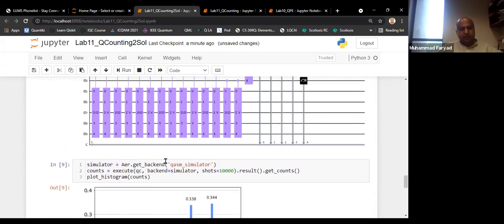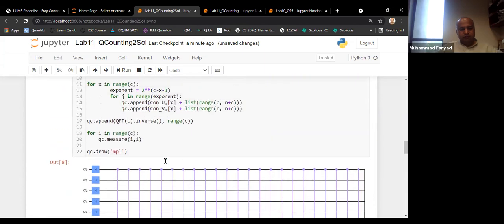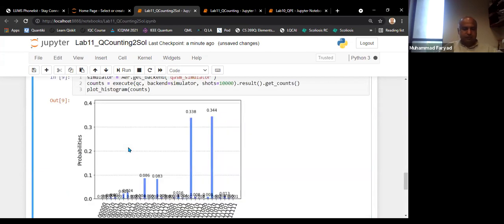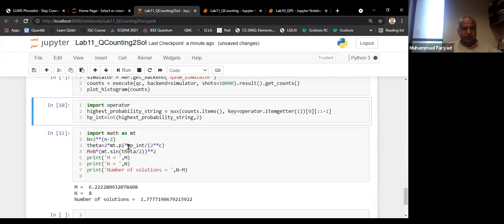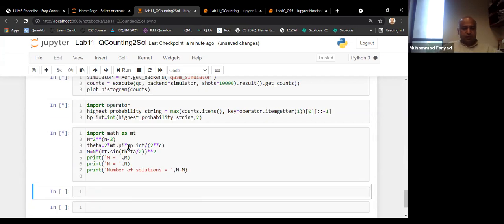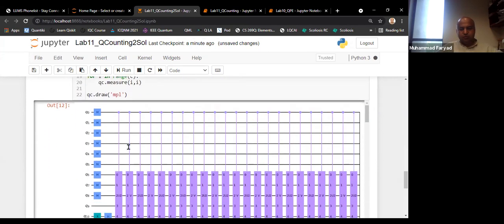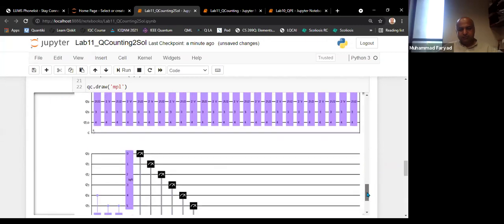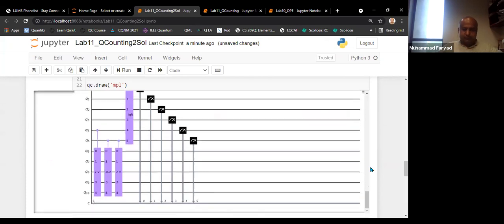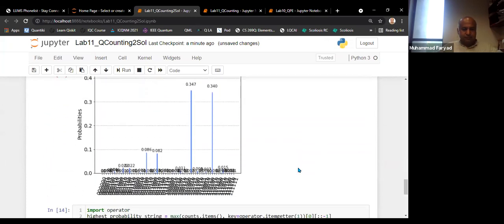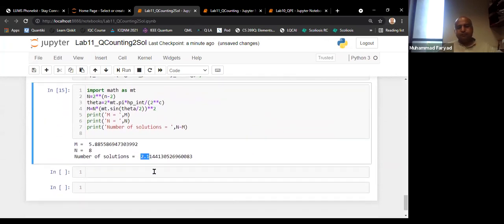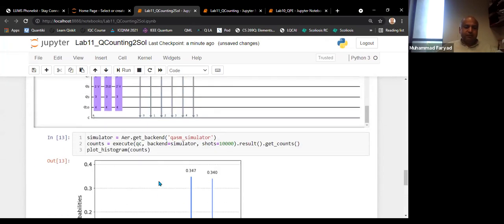We can actually make the accuracy of the solutions a bit better by, let's say, increasing C to 6. It's going to take a long time now to run because our circuit is huge. You can see it's a big circuit because C is 6. So now it's like 2.11. So you can increase the accuracy of the solution by increasing the number of counting qubits.